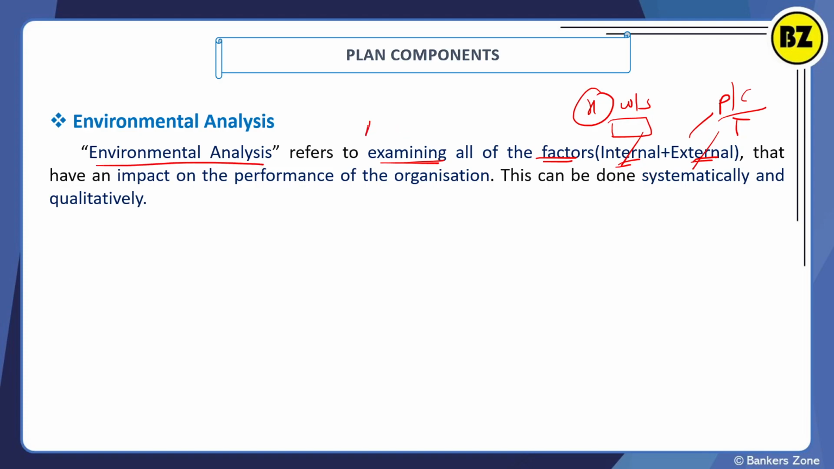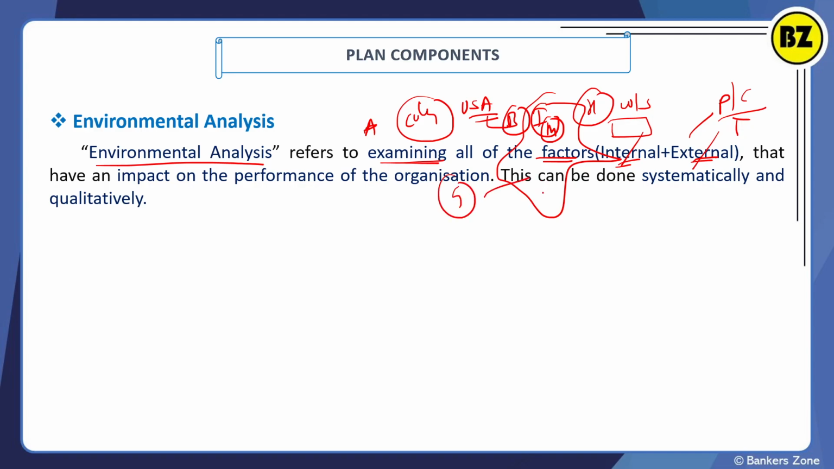For example, Citibank from the USA wants to open a branch in India, say in Mumbai. So they will do the environmental analysis. How is the political stability in India, right? Whether it is good to open banks in India, how are the regulations by the RBI in India. All of that they will analyze. That is basically what the environmental analysis is.